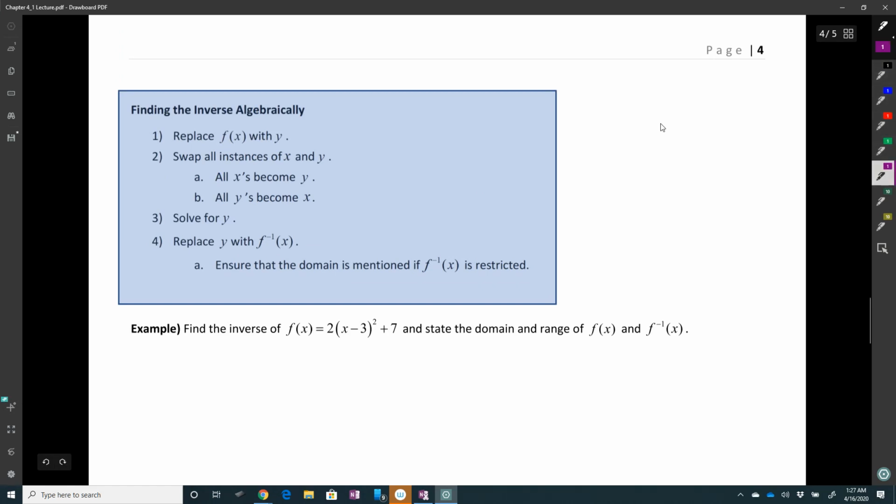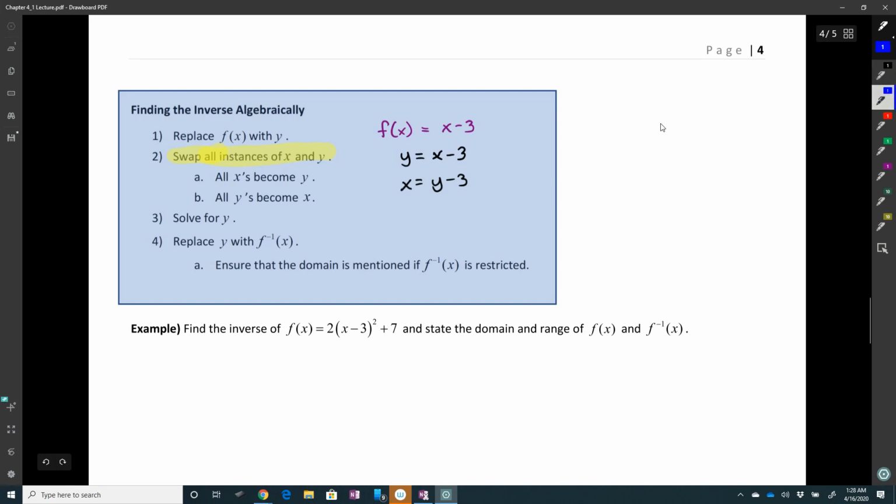The first thing you're going to do is replace f of x with y. So for instance, I'm just going to make up a really quick example. So the first thing you do is you replace f of x with y, and then you swap. And so when you swap, what happens is you get, I'll just write it underneath, x equals y minus 3.